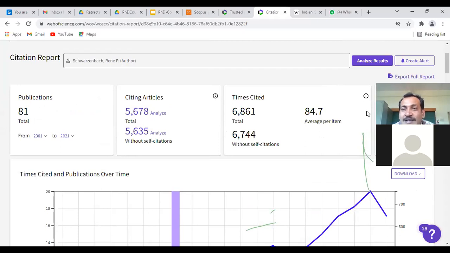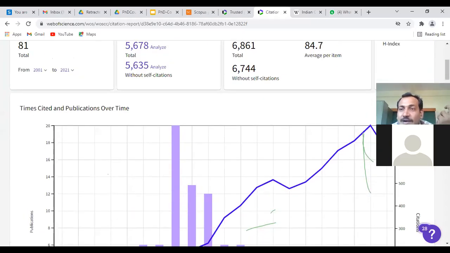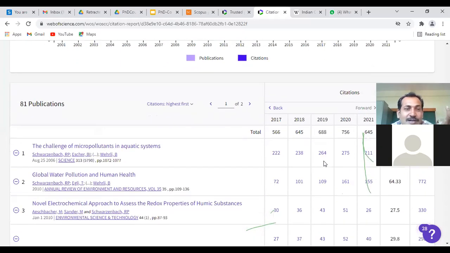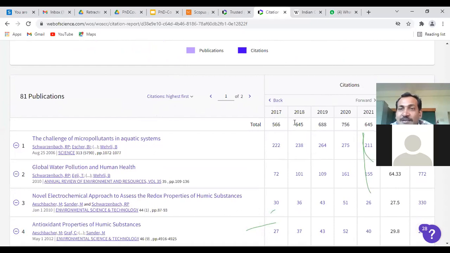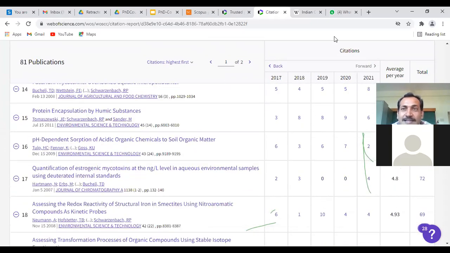And the H index is now 39. Average per item: on average each paper is cited how many times? 84.7 times, that we can see. So such details we can all see, and we can download all these graphs and citations also. And here the year-wise publication data can also be seen in tabular form, right? So this is how we can do the analysis using the Web of Science.